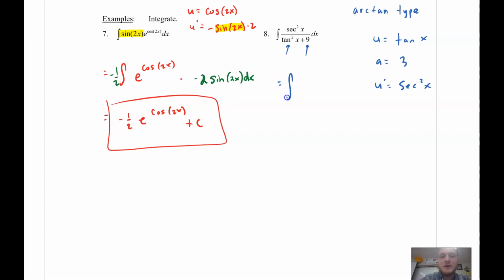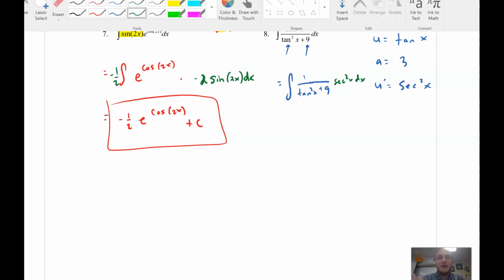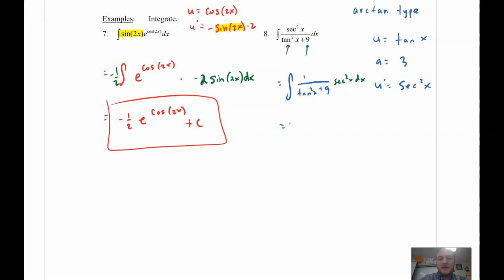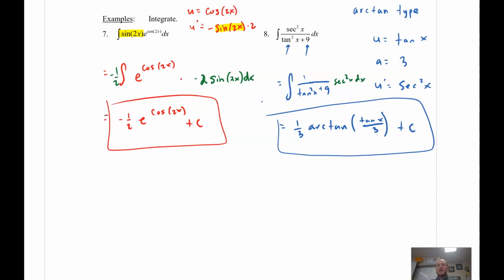Not bad at all. Okay, so I'm going to go ahead and rewrite this as 1 over tan squared x plus 9. Okay, and then our hook, secant squared x dx, that's going to go away. Okay, so remember, the integral for arctan is 1 over a, so 1/3 arctan of u over a, so tan x over 3 plus c. Boom, we're done. All right.